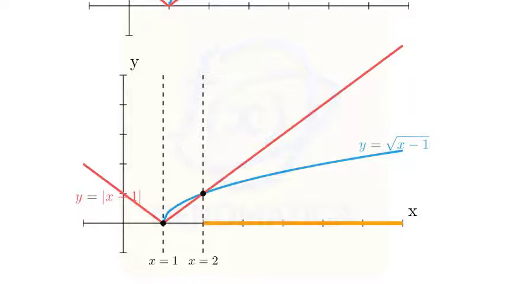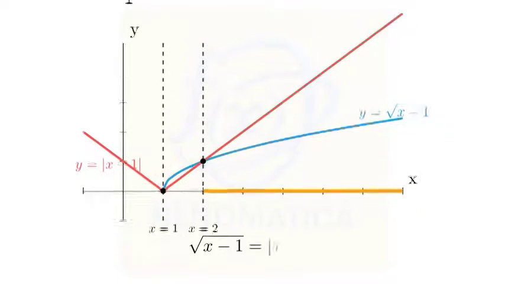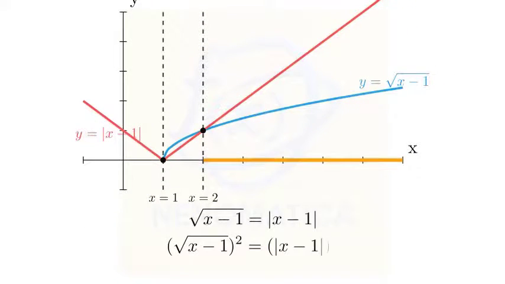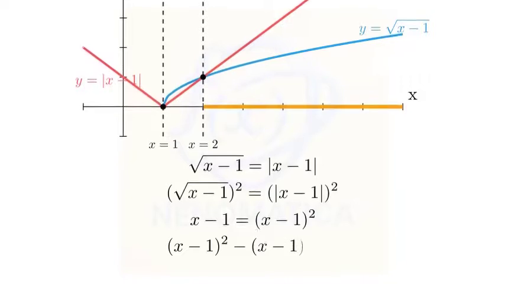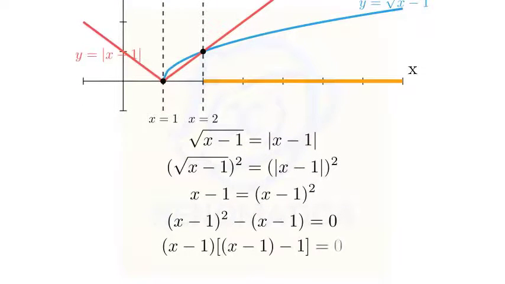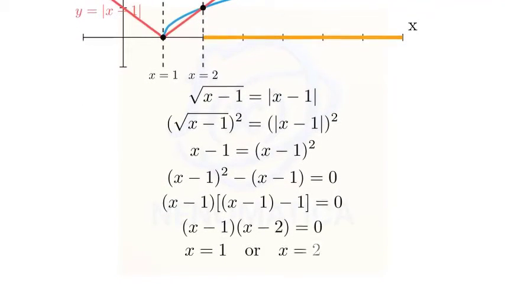To understand the inequality, look where the blue curve is below the red curve. That will satisfy square root of x minus 1 less than absolute value of x minus 1. Now confirm these intersection x values algebraically, following a careful sequence of equalities. Set the square root equal to the absolute value, then square both sides. We obtain x minus 1 equals the quantity x minus 1 squared.